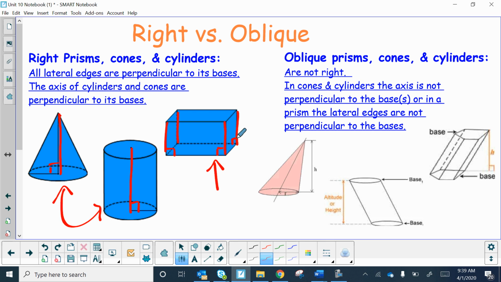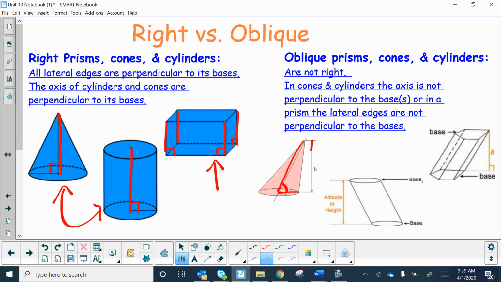Oblique, however, on the other hand, is the opposite of that, okay? These are not going to be right. In cones and cylinders, the axis is not perpendicular to the base. And in prisms, the lateral edges are not perpendicular to the base. So you're going to have a slant to it. Like this axis, you can see that it has an acute angle right there.